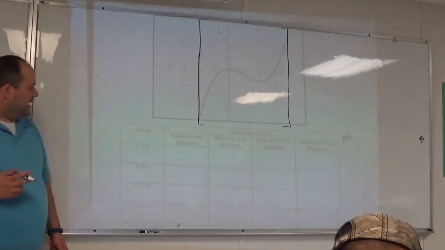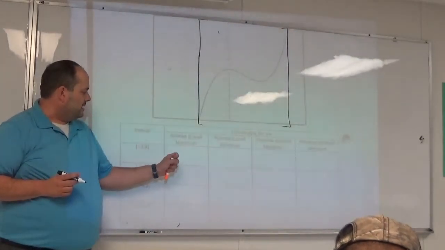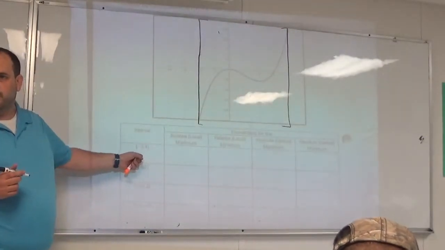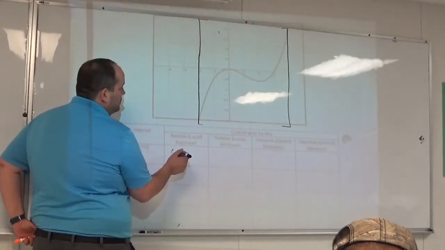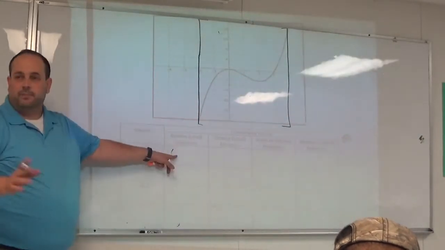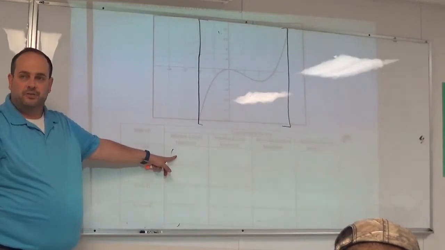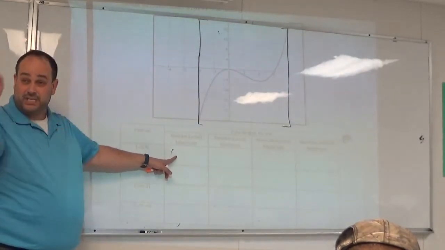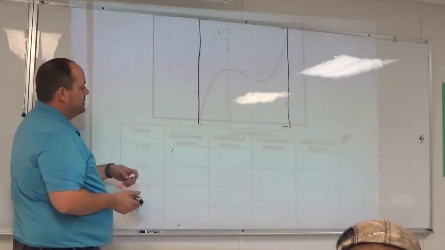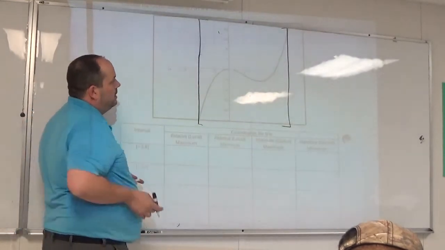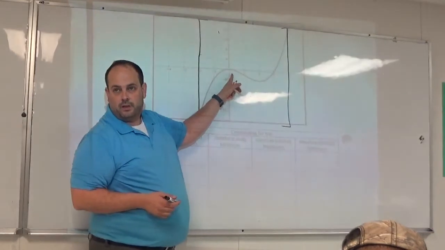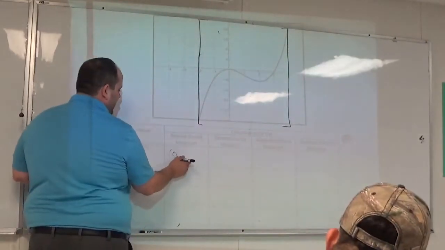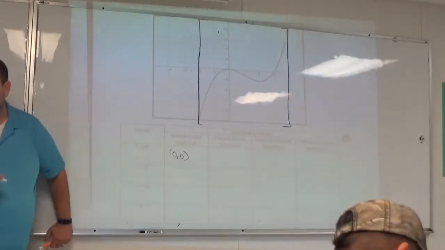All right. Evelyn, have you figured out the relative max on the interval -2 to 4? Remember, to be a relative max, we need the graph to change from increasing to decreasing. So where does that happen? It should be right over here at this point. So your relative max should be at the point 0, 0.